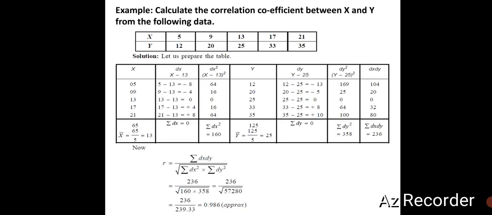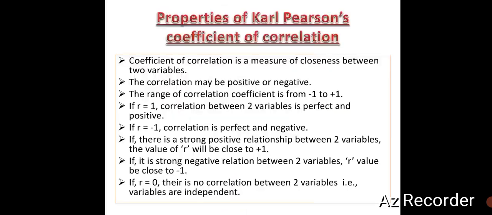Now we put the values in the formula where r equals summation dx dot dy upon under root of summation dx square into summation dy square. When we put the values in the formula, we get a value of r approximately 0.986, which shows there is a high positive correlation, right? Because the value is above 0.5 and just below +1, so it is not perfectly positively correlated, but it is highly positively correlated, right?